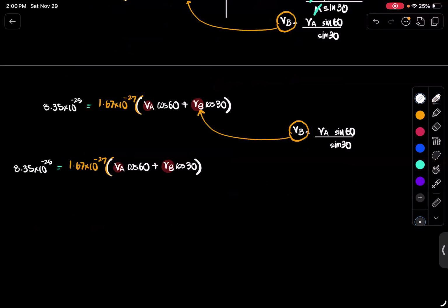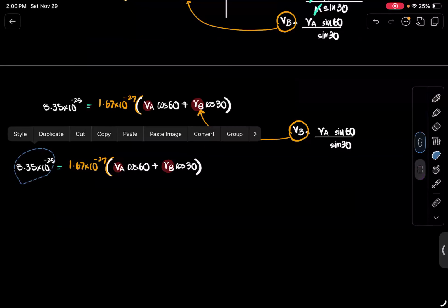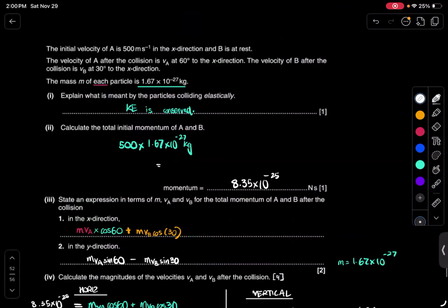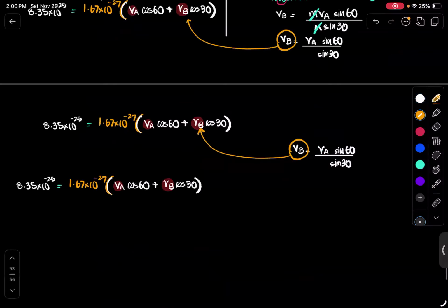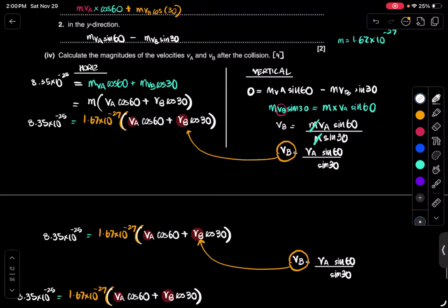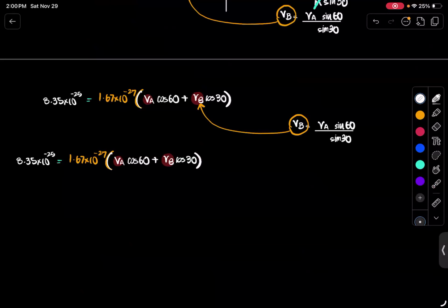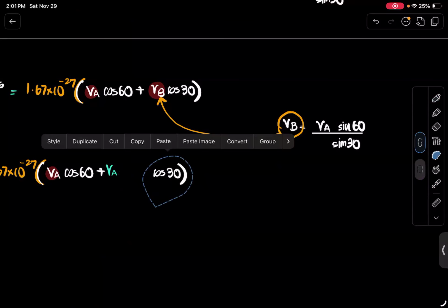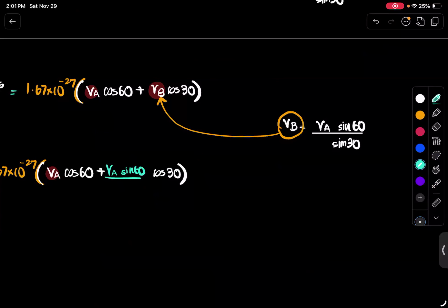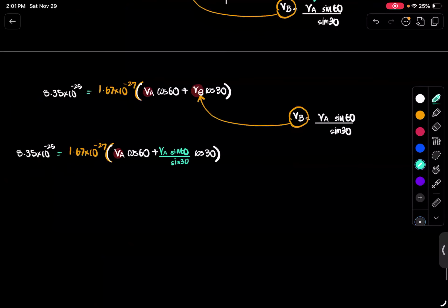This is one of the longest questions that exists for momentum. Parts one, two and three were pretty easy, but they made sure you catch up in the third part. Now, rather than writing VB, I can write that in terms of VA, so that's going to be VA sine 60 divided by sine 30. Now the problem is trying to get VA out of here. How do we do that?